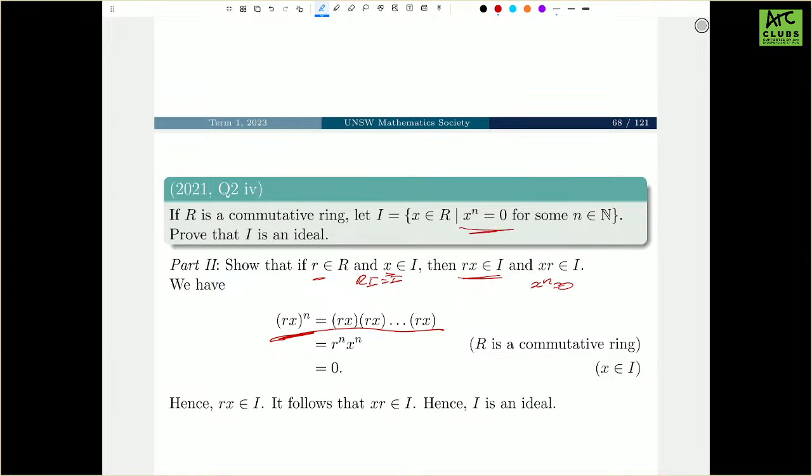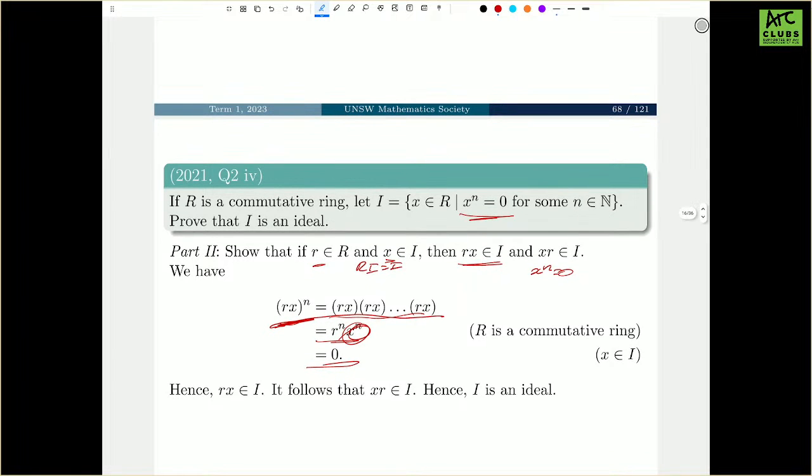So because of commutativity, we can just rewrite this as r to the n times x to the n after expanding this. And we know x to the n is 0. So that multiplicative closure is actually a bit easier. So we've shown that Rx equals I and XR is also in I by commutativity of I. So we have that Ri equals IR.